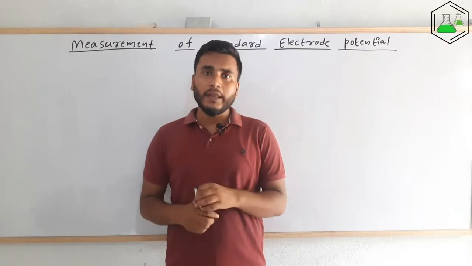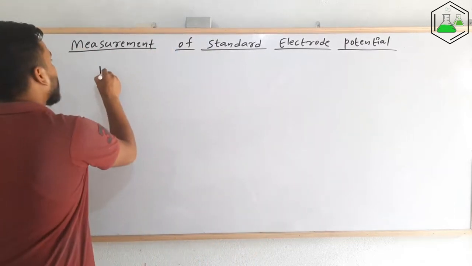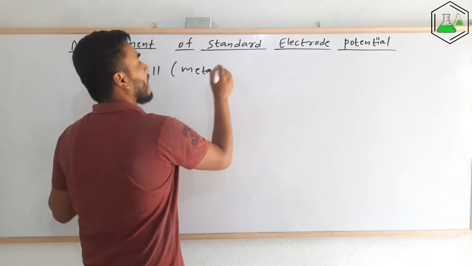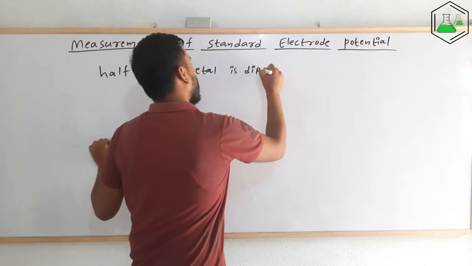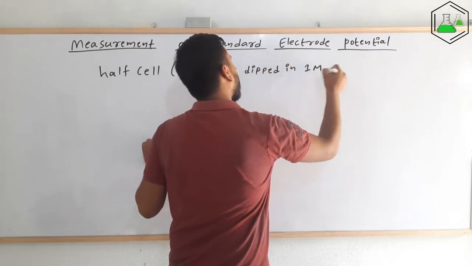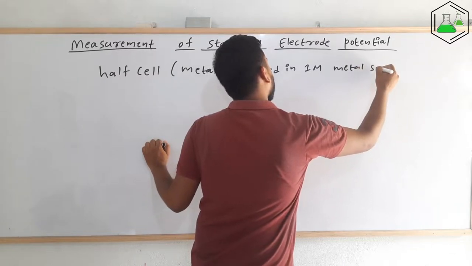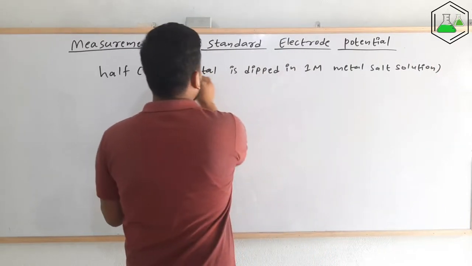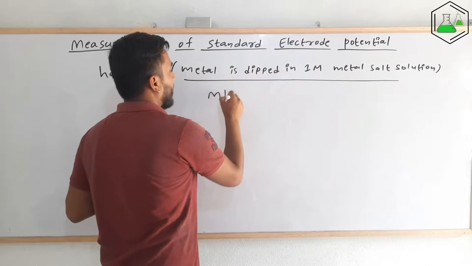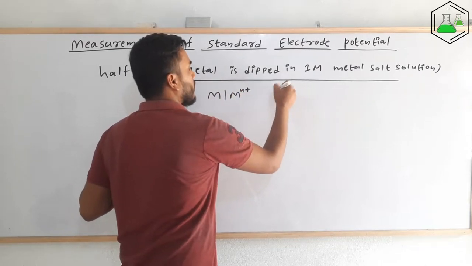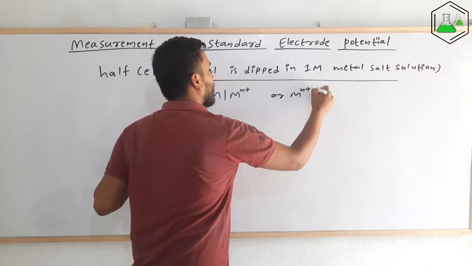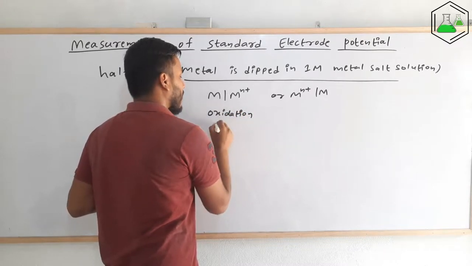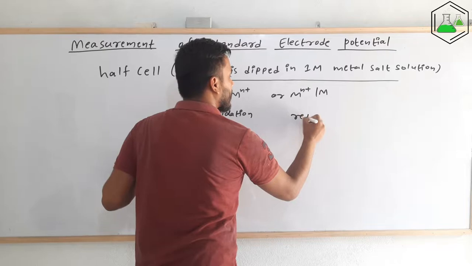To measure the electrode potential of any cell, first of all, we need to make the half cell. To make that, the metal or the electrode is dipped in 1 M metal salt solution. So this gives us the half cell. The cell notation may be like this: M | M^n+ or M^n+ | M. This is for oxidation half, and this is for reduction half.